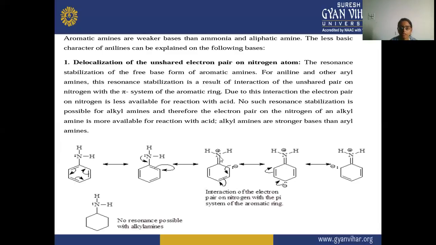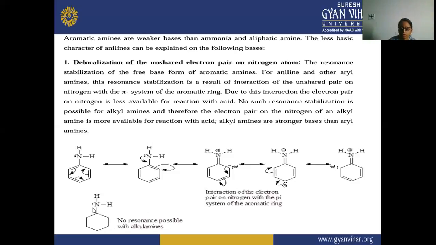Here the double bond is shifted to this position, and there is a negative charge on this carbon atom, because a pair of electrons is present on it. So this is the interaction of the electron pair on nitrogen with the pi system of the aromatic ring. The nitrogen's electron pair participates in the delocalization of the benzene ring, forming three resonance-stabilized structures, and no resonance is possible with alkyl amines. If the nitrogen is attached to an alkyl group, then no resonance is possible.